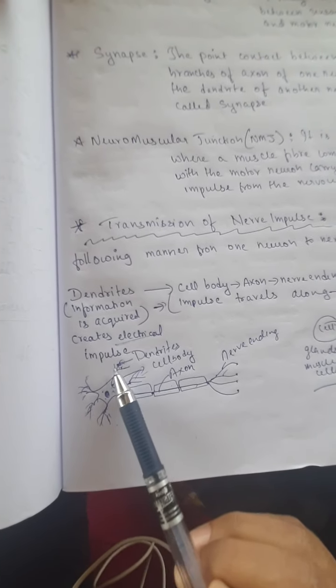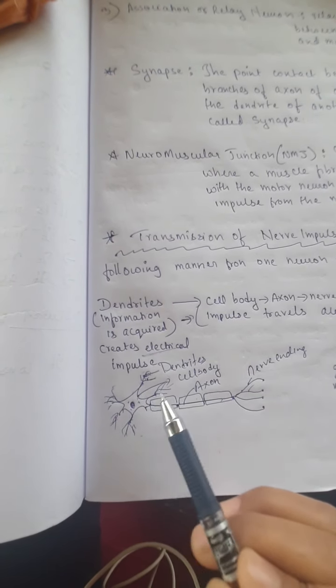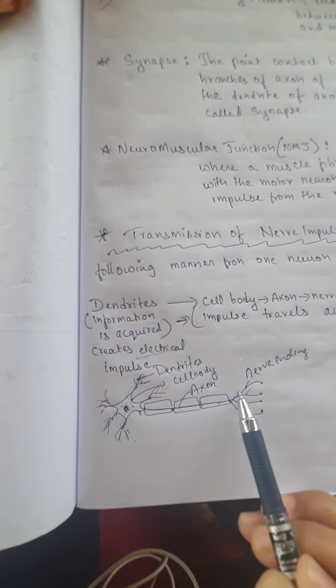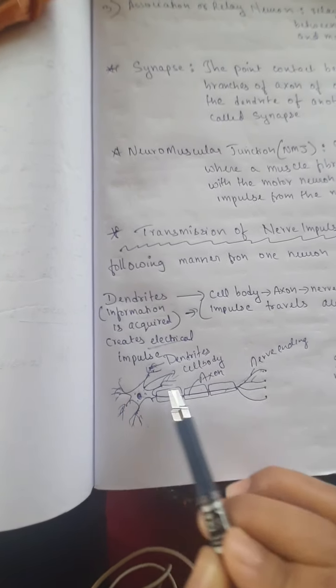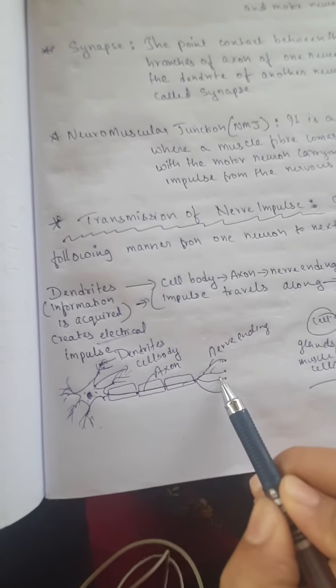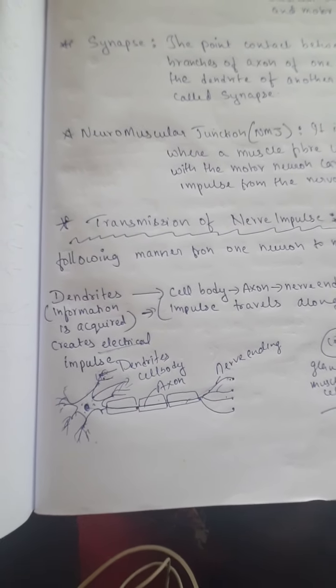Now, while you touch a hot object, the first information is acquired in dendrites. Then that impulse is transferred through the cell body to the axon and then to the nerve ending. This is the pathway of nerve impulse. And now what happens here when it reaches the nerve ending? You have already learned about synapse.